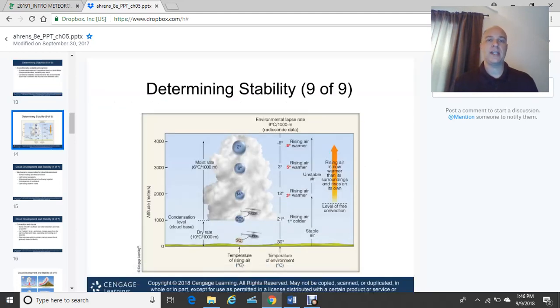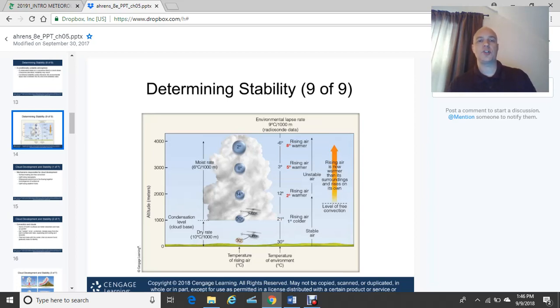So I'm showing here in this diagram now the differences between the moist rate and the dry rate. So directly beneath the cloud in the diagram here, you see the dry rate is 10 degrees Celsius per 1,000 meters.